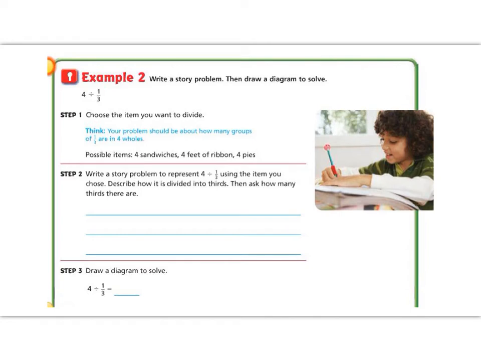Example 2 has us write our own story problem and then draw a diagram to solve. It says that we're going to divide 4 things into 1/3. First, it says choose the item we want to divide. They give us examples: 4 sandwiches, 4 pieces of ribbon, 4 pies. Let's go with 4 pizzas. So we're going to have 4 pizzas. Now it says we're going to split each pizza into groups of 3. So write a story problem where our 4 pizzas divide into 3 using the item that we chose. Divide how it is described into thirds, and then ask how many thirds there are.